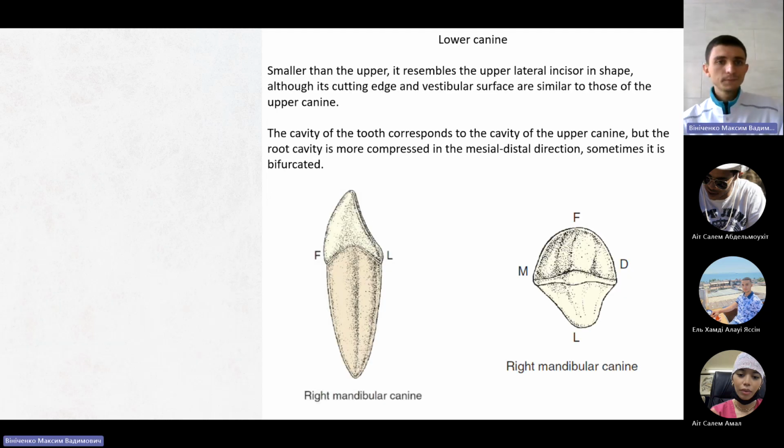Lower canine is smaller than the upper. It resembles the upper lateral incisors in shape, although its cutting edge and vestibular surface are similar to those of the upper canine. The cavity of the tooth corresponds to the cavity of the upper canine, but the root cavity is more compressed in the mesial-distal direction. Sometimes it is bifurcated.